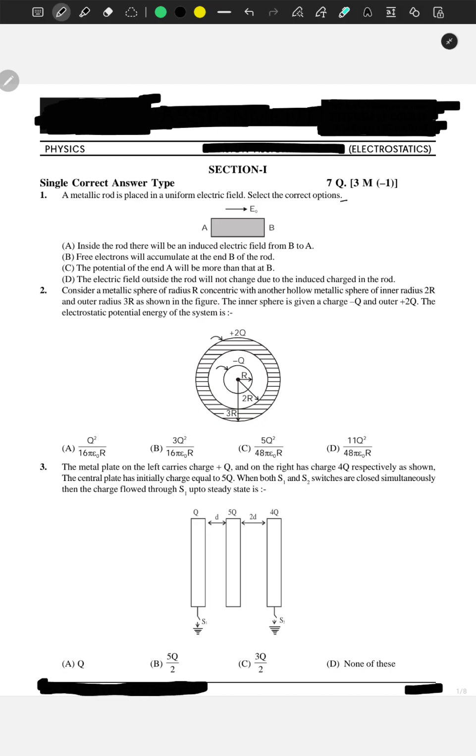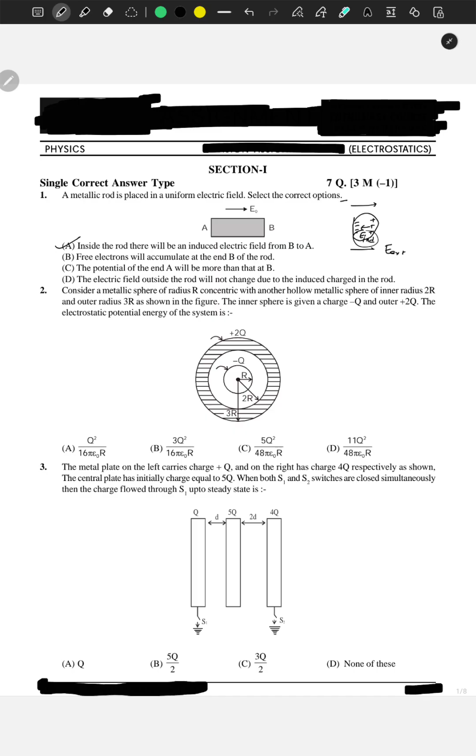The first option says that inside the rod there will be an induced electric field from B to A. That is correct here, right? Because we know that when we place a conductor in an external electric field, induced charges will be produced on the surface of the conductor, and they produce their induced electric field in the opposite direction. So B to A, that is correct.